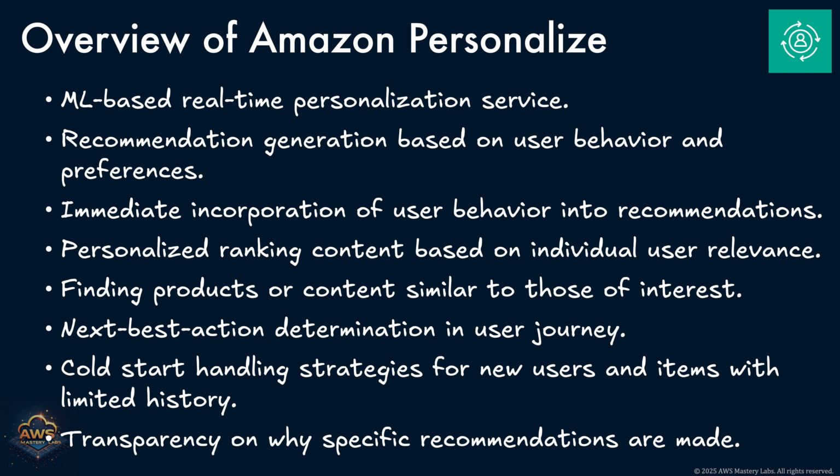It also supports personalized ranking, allowing you to reorder a list of items, such as search results or product catalogs, based on what's most relevant to that specific user in that moment. With similar items discovery, you can help users find alternatives that match their interests. For example, if someone is looking at a specific shirt or movie, Personalize can suggest others with similar styles, themes, or attributes.